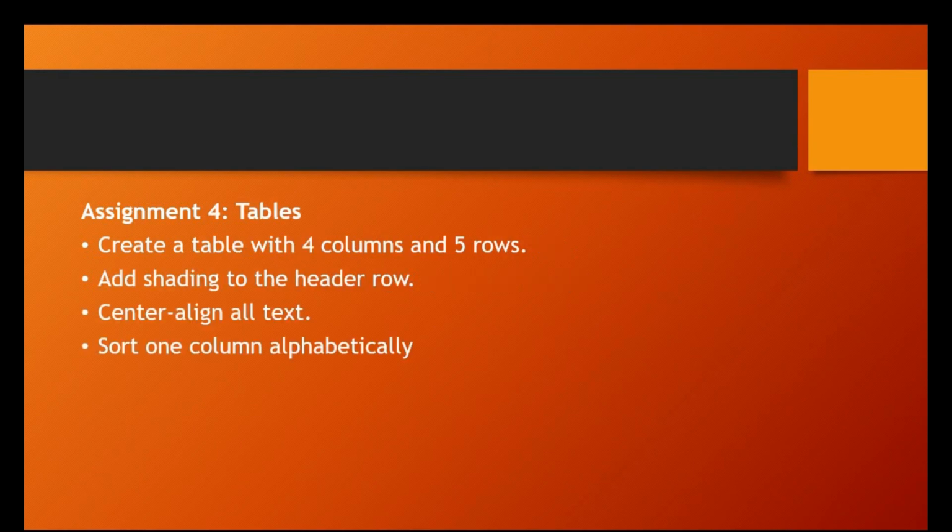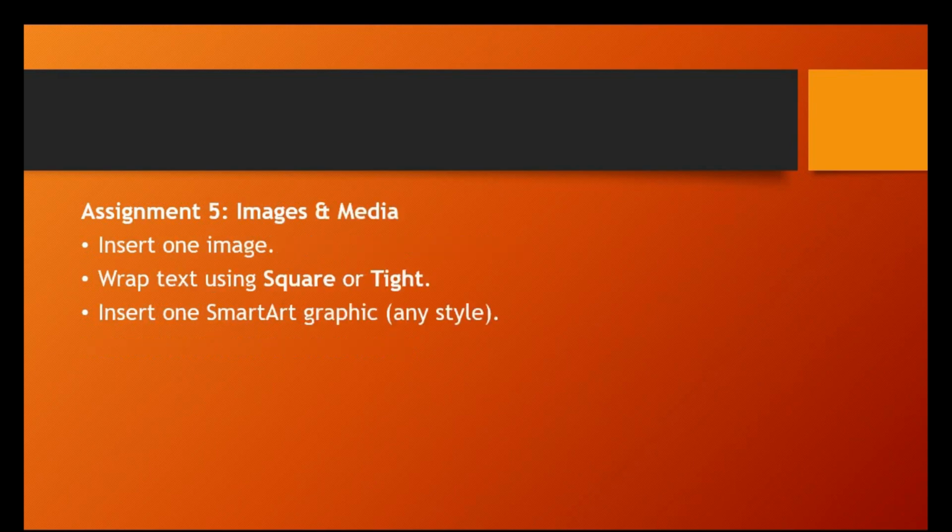Assignment 4. Tables. Create a table with 4 columns and 5 rows. Add shadings to the header row. Center align all text and also apply sorting to one column alphabetically. Assignment 5. Images and media. Insert one image. Wrap text around the image using square or tight. And then insert one SmartArt graphic, any style you want.